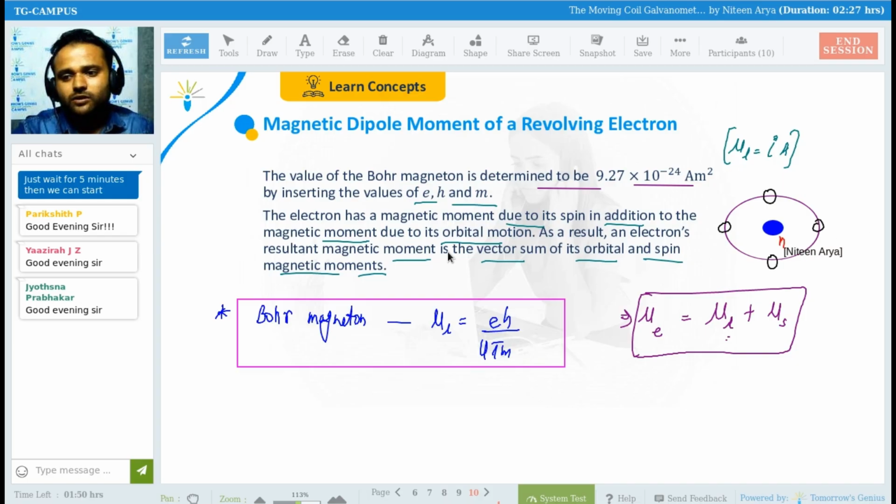Okay, so this is your nucleus. One magnetic moment is due to this rotation, the orbital one, and the other is due to rotation on its own axis. Is this clear? So there are two magnetic moments, but right now we are discussing only the orbital one. In higher classes we talk about this one also, which is due to spin. Clear?